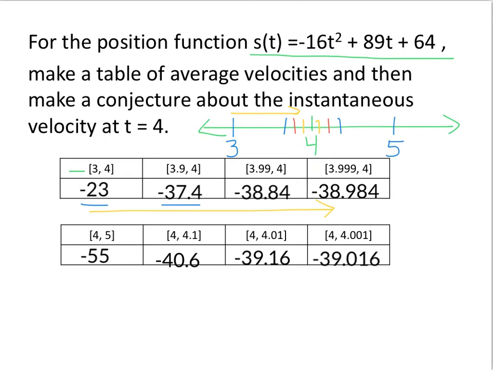So again, I'm going from 5, and I'm approaching 4. So from both directions, as I get closer and closer to 4, I can see that my conjecture is that my average velocity is going to be negative 39. Right? Because that's where I'm approaching from both sides. So anytime we want to find our instantaneous velocity, we're going to find the average velocities as we get closer and closer to that point. Now, eventually we're going to be using limits to do this, but right now we're just trying to make sure we really understand the concepts behind what we're trying to accomplish.